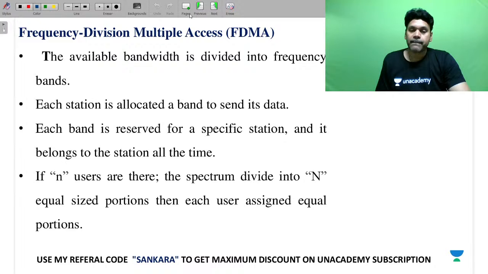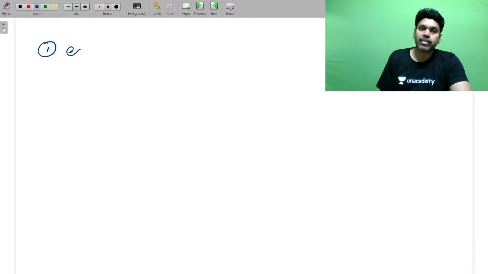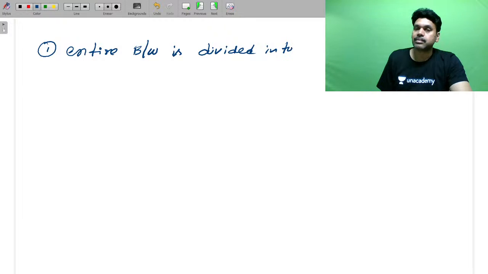The channelization mechanisms are: number one, frequency division multiple access. The entire bandwidth is divided into different frequencies.